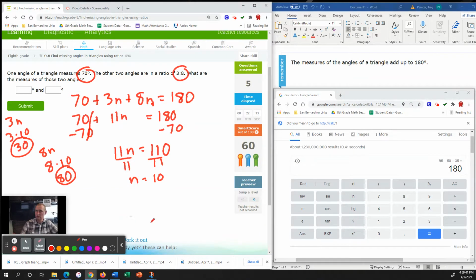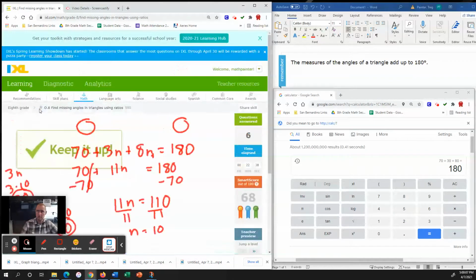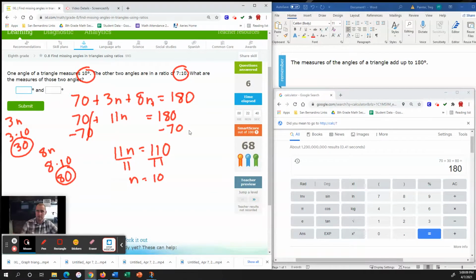So what I want to do is check this out in the calculator and make sure it is correct. So we got 70 plus 30 plus 80. And that takes us to 180. So we know we are absolutely correct on this one. So that's good. So we got 30 and 80. And go ahead and submit it. We're at 68 points. Doing real good.